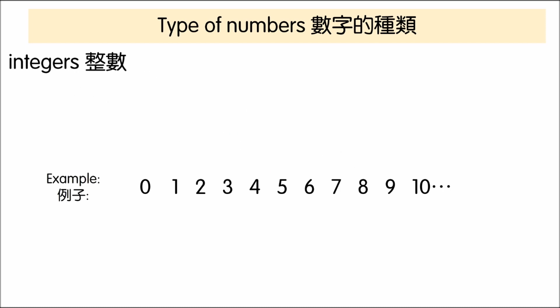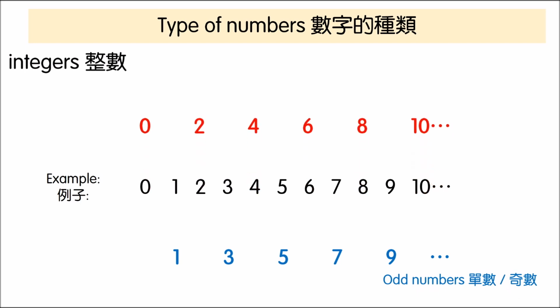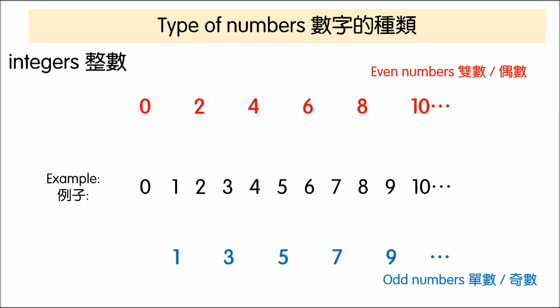Here are some integers. The integers highlighted in blue, we learned them before as odd numbers. For those in red, 0, 2, 4, 6, 8, and 10, they are called even numbers.